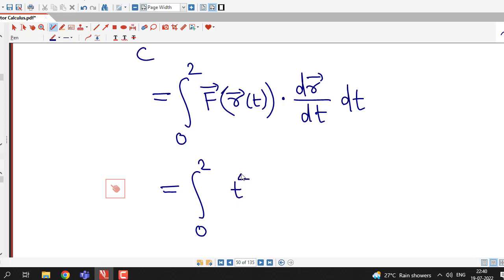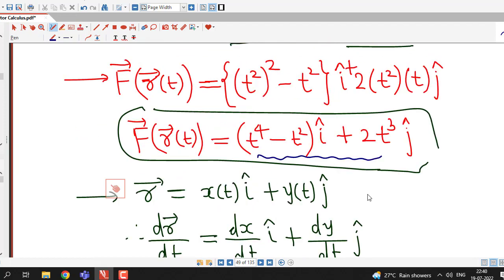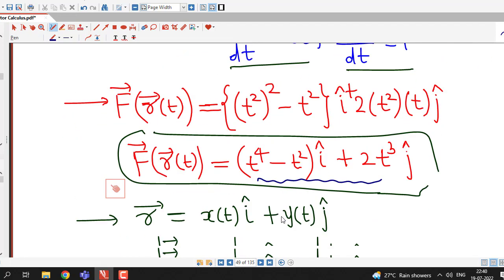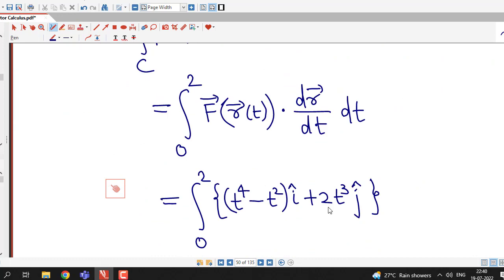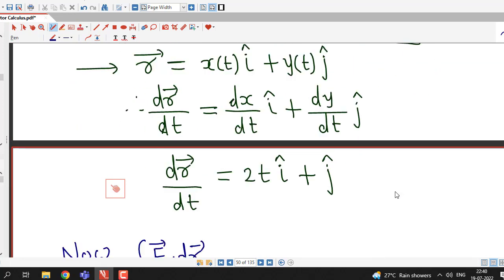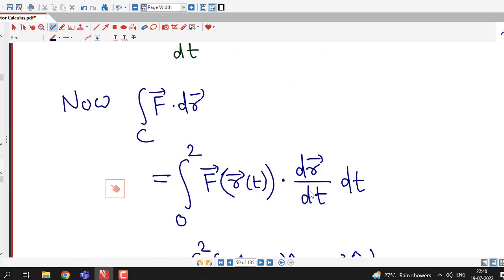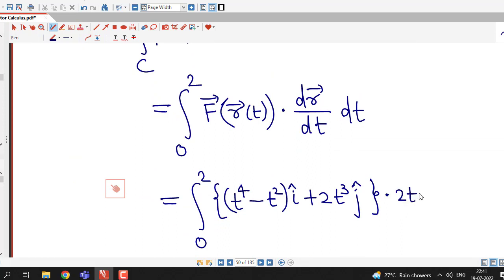This is 0 to 2. F bar of r bar t is t raised to 4 minus t square i plus 2 times t raised to 3 j. So let me check this value of vector function f bar, t raised to 4 minus t square and 2 times t cube, dot product with dr bar by dt, which is 2t i plus j. So here we write dr bar by dt, which is 2t i plus j, and here we write dt.